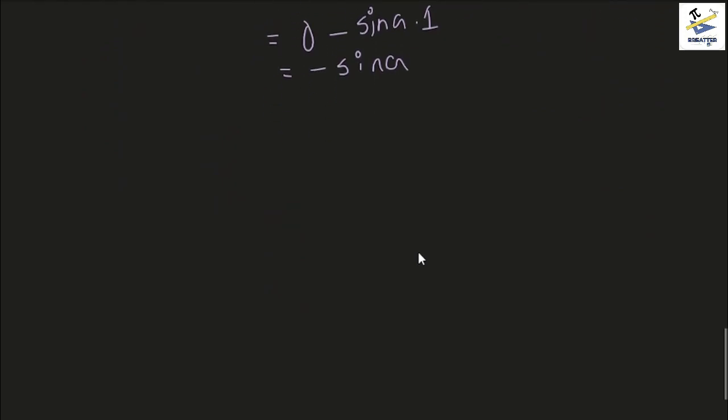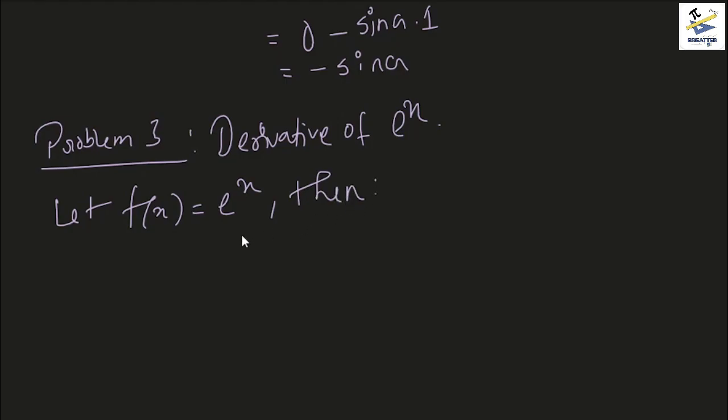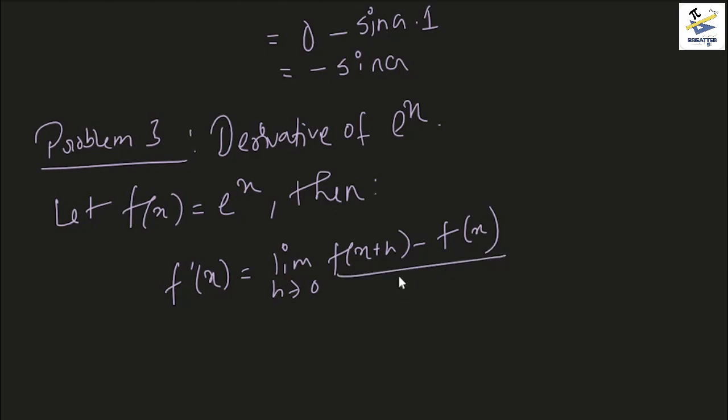A third example now could include the derivative of e to the power x. So let f of x equal e to the power x. Then let us evaluate the derivative at the point x itself. So what we are going to do is write it like this: limit h tends to 0 of f of x plus h minus f of x divided by h.